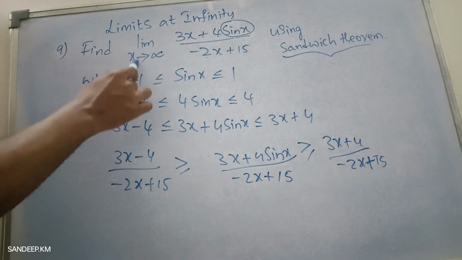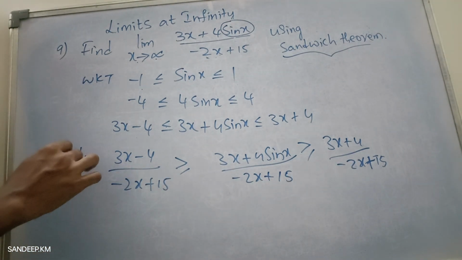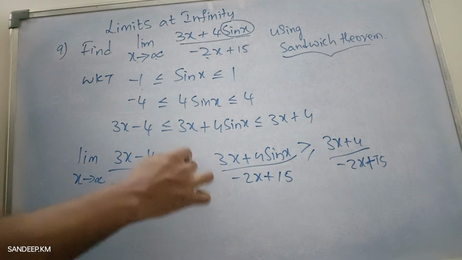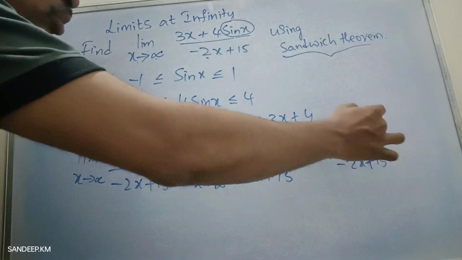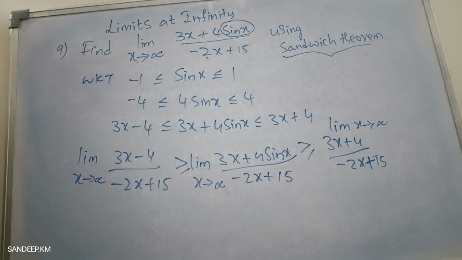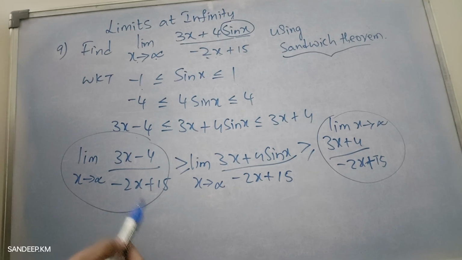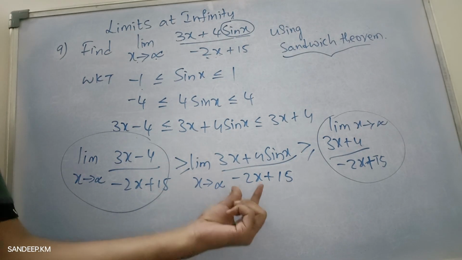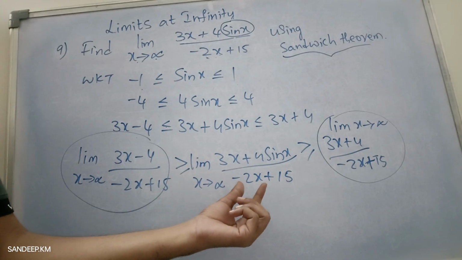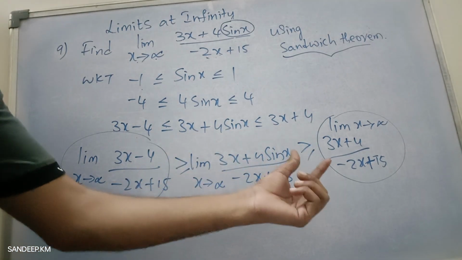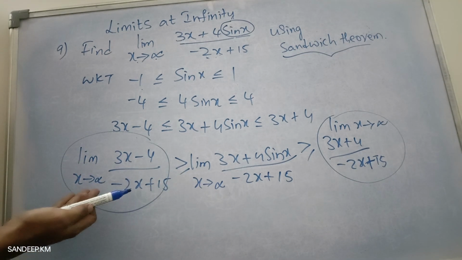Now you are supposed to find the limit as x approaches infinity of this function. So apply the limit as x approaches infinity in all three cases: this function, this function, and here also this function. These two limits are easy to calculate. That's why we are using the sandwich theorem. So you are finding the limit of one function whose limit is not so easy to calculate, but that function is sandwiched between two other functions whose limits are easy to calculate. That's why we are using the sandwich theorem. And how can I calculate this limit?